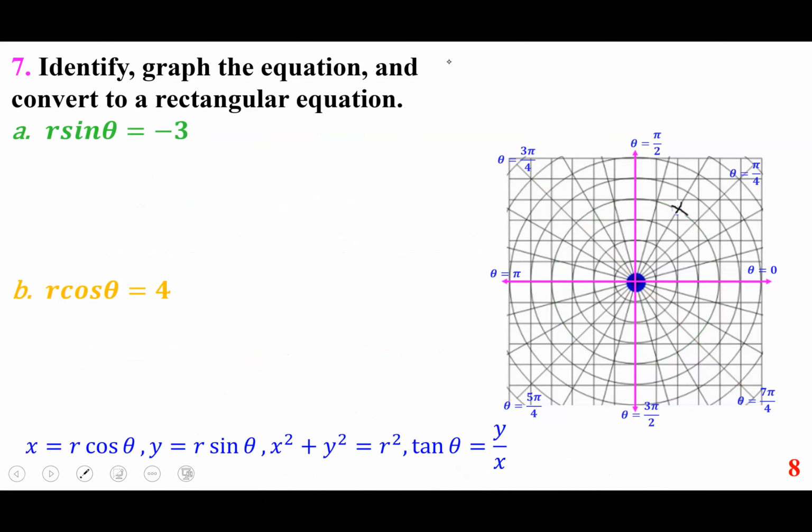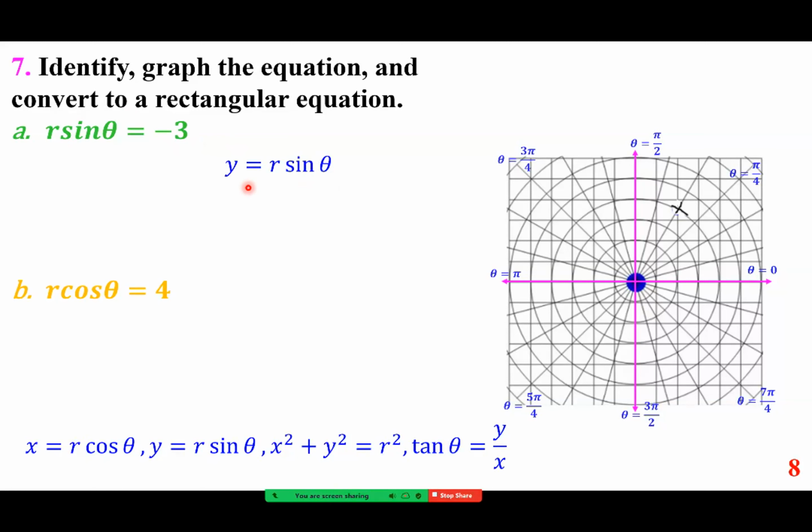Let's look at these two equations. We want to identify the graph of the equation and convert to a rectangular equation. So identify, graph the equation, and convert. All of the above. So number one, r sine theta equals minus 3 reminds us of one of these, which is y equals r sine theta. And when you compare and contrast, the r sine theta can be replaced with y.